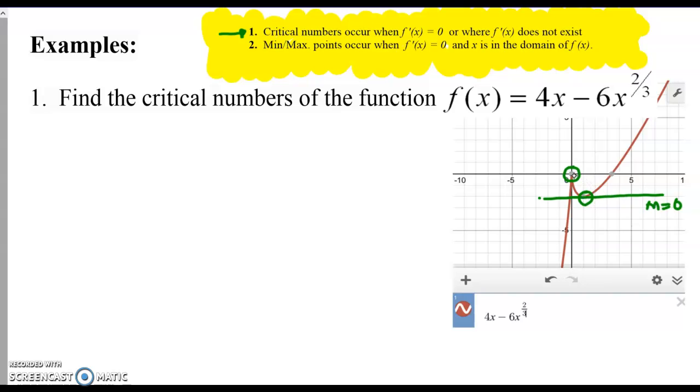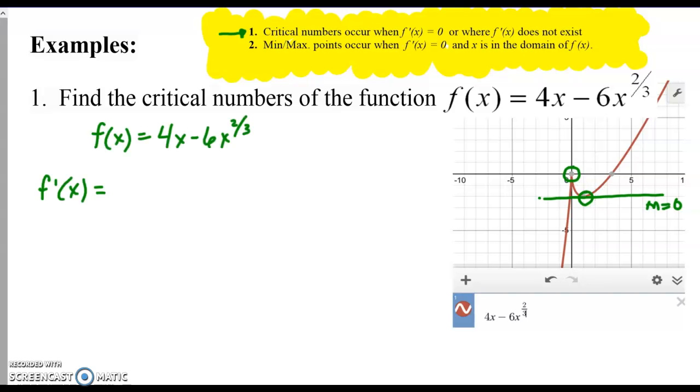Right here, though, we don't take derivatives of a point. Derivatives, or that tangent line, we say it's tangent to the curve. So this point wouldn't have a tangent line. This is where the second part of this rule comes in. Critical numbers occur where the derivative is 0, where the slope is 0, or where f of x does not exist. So we're seeing the tangent line right here at that point does not exist. So let's do the work and show what we can see on the graph.